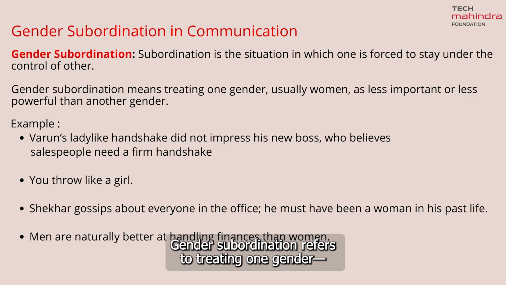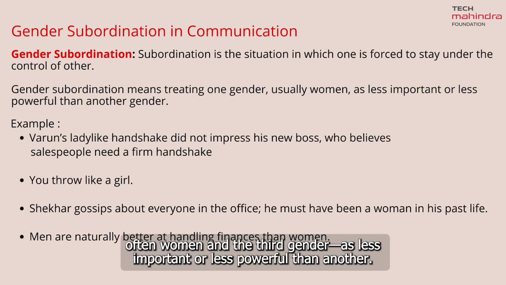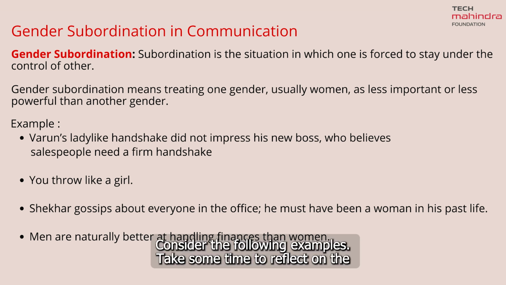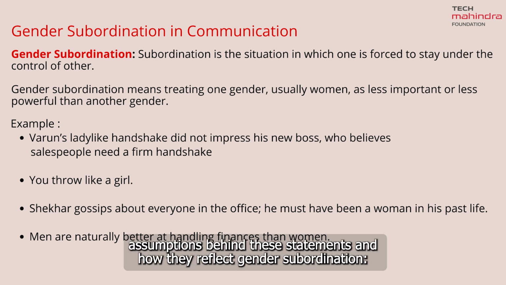Gender subordination refers to treating one gender, often women or the third gender, as less important or less powerful than the other. Consider the following examples. Take some time to reflect on the assumptions behind these statements and how they reflect gender subordination.